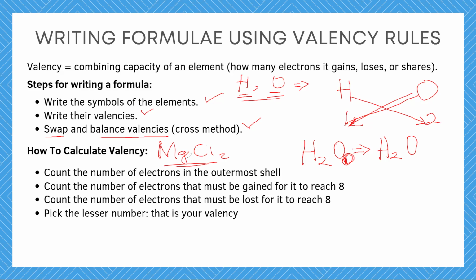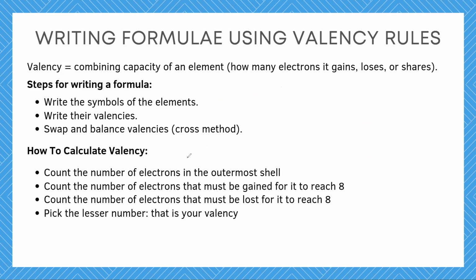All right, so here are the steps to calculate valencies. Romario, can you read the first step for me? Count the number of electrons in the outermost shell. Good. Next. Count the number of electrons that must be gained for it to reach 8. Good. Count the number of electrons that must be lost for it to reach 8. Good. Pick the lesser number, that is your valency.